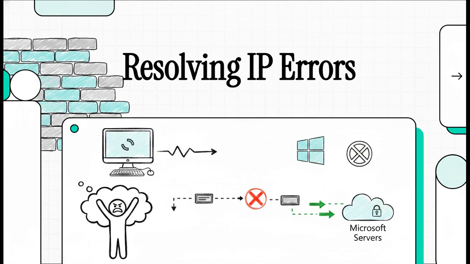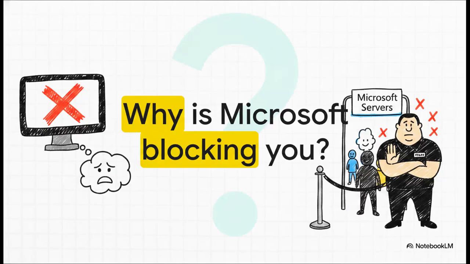But today, we're going to unpack exactly what's happening behind the scenes and give you the clear, actionable steps to actually get past it. So, why on earth is Microsoft blocking you? Well, first off, I totally get how annoying this is. When that error message pops up, it feels like your computer is just glitching out for no reason. But here's the thing, it's actually not a glitch at all. What you're experiencing is a very deliberate security measure.